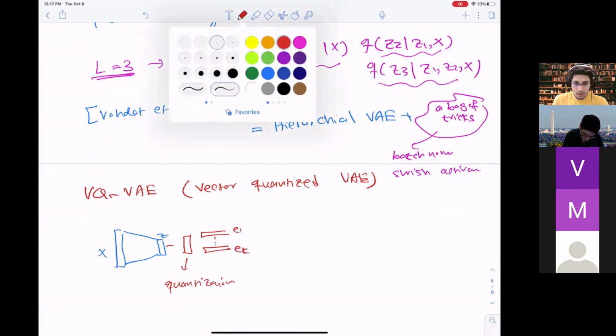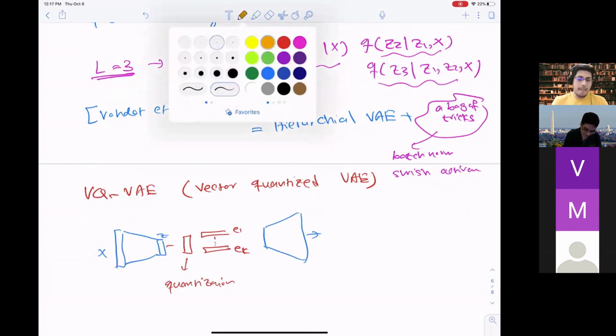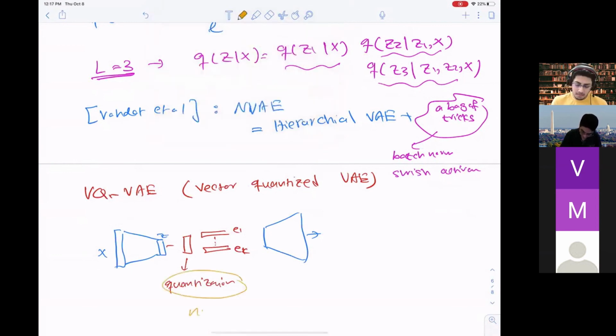Then the decoder side is as before. You map these codes to your samples. In some applications, it is good to have a discrete latent space, because you have better control on the probabilities that you observe in your latent space. The only drawback is that the quantization is not a differentiable operator. Because you're quantizing, how can you differentiate that?